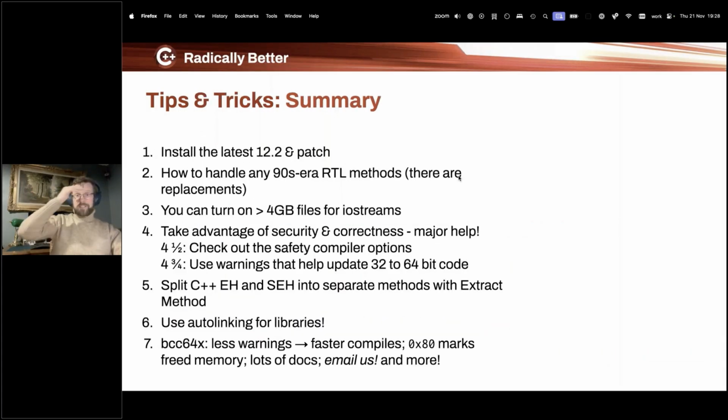So, summary of all the tricks. Install the latest 12.2 and patch. That should be your foundation. There are easy replacements for any 90.0 RTL methods you have, but let us know what you find, because maybe we should add in a shim library.